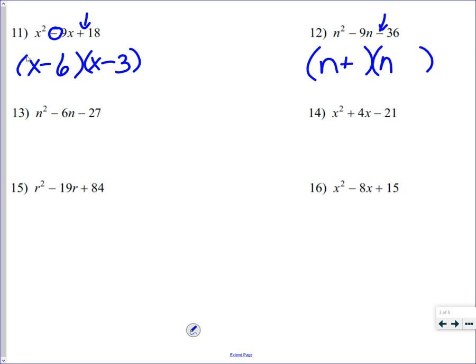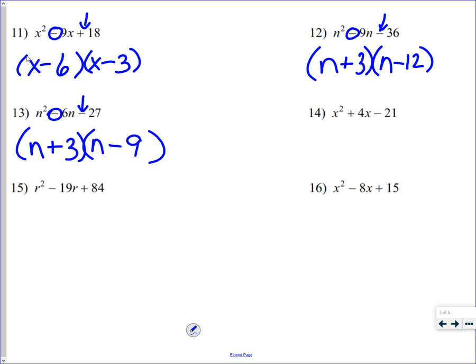Different signs. Multiplies to be 36, subtracts to be 9, that's going to be 12 and 3. More negatives, so 12 goes here, 3 goes here. This tells me different signs. Multiplies to be 27, subtracts to be 6, that's going to be a 9 and a 3, and I've got more negatives. Big number there, small number there.